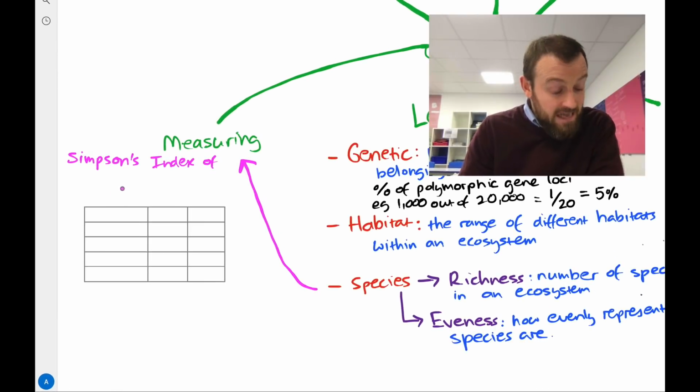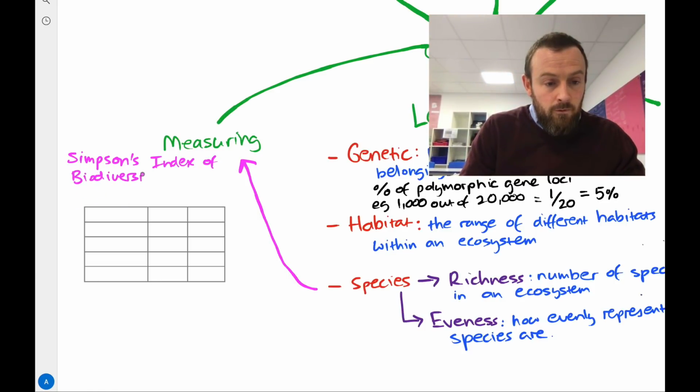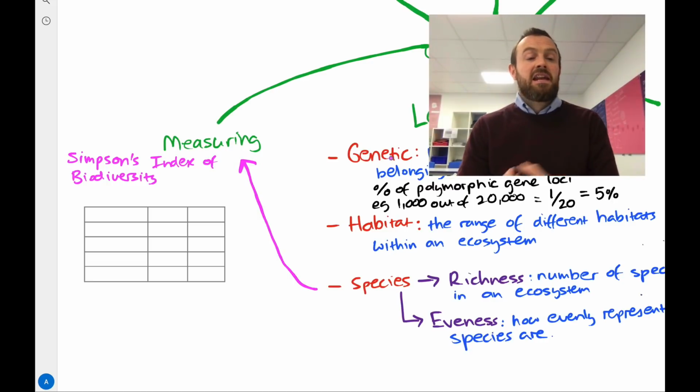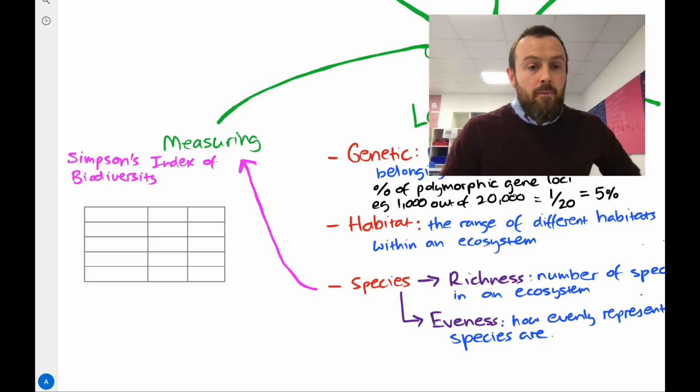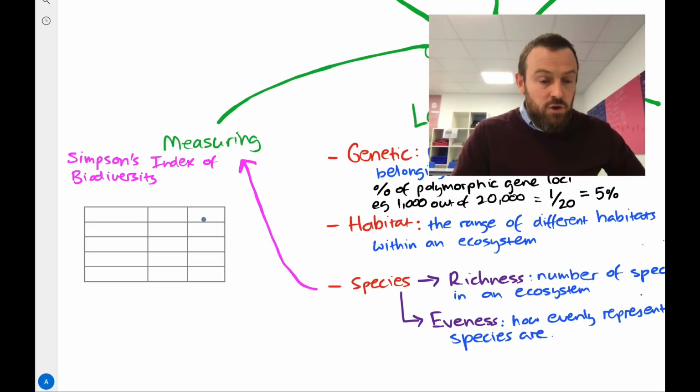So Simpson's index of biodiversity takes into account both the species richness and evenness. So it's a measure of species level biodiversity. Now hopefully you're coming to this video as a bit of revision, so you know a bit about it already, but we might calculate it using a table.